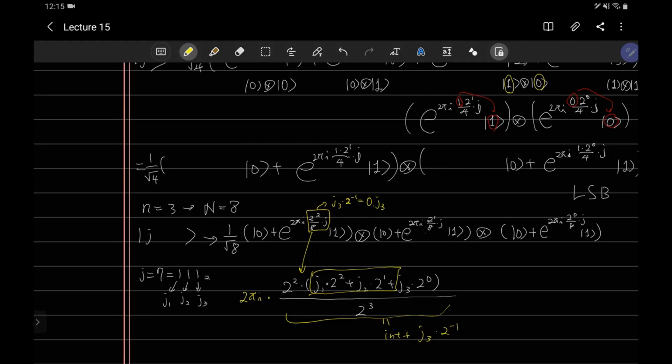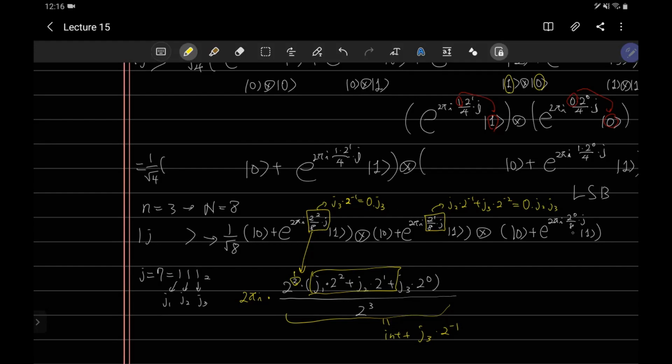For this one, instead of having 2 to the second, we will have only 1. So in this case, not both of these terms will cancel, but only the first term will be canceled, and then the second term and the third term still remain. This part appears as j sub 2 times 2 to the minus 1 plus j sub 3 times 2 to the minus second. So overall, this value can also be re-expressed as 0.j2 j3 in a binary number. And that's how we got this kind of expression.